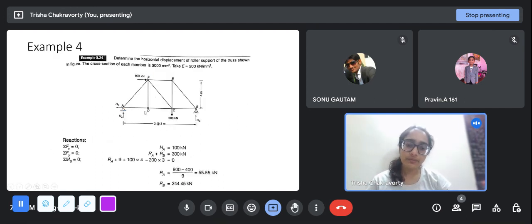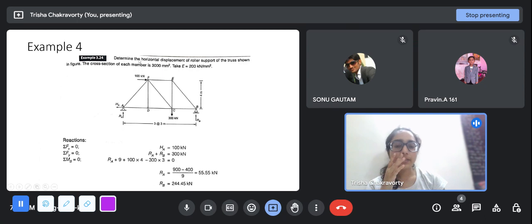So how many members do we have? 1, 2, 3, 4, 5, 6, 7, 8, 9. We have 9 members, so we have 9 member forces, P1, P2, P3 to P9. We have found out all of them. Now we want to find out the horizontal displacement of the roller support of this truss.